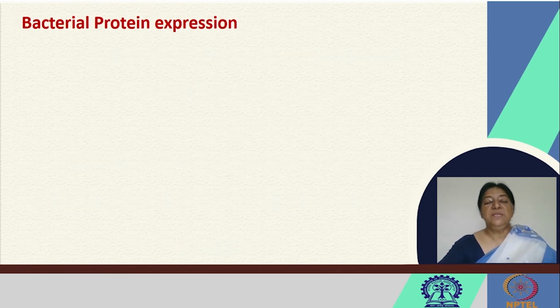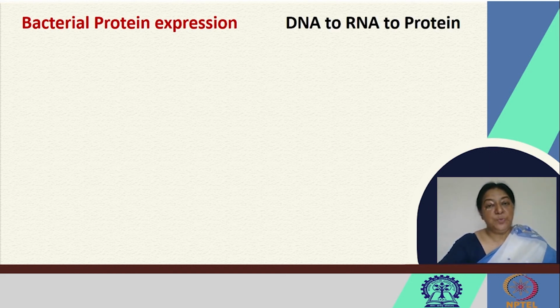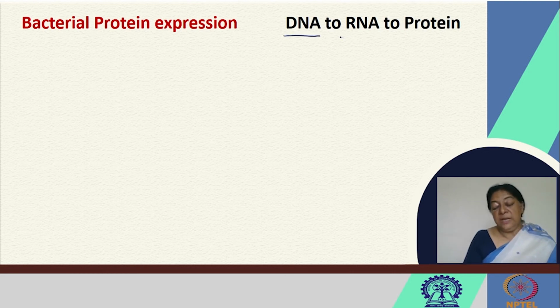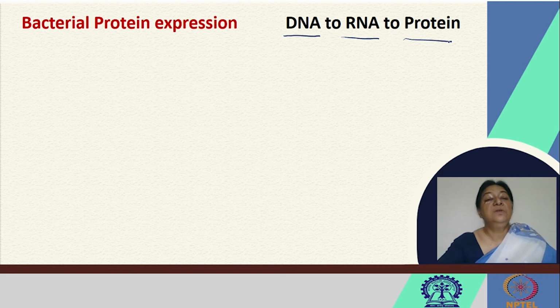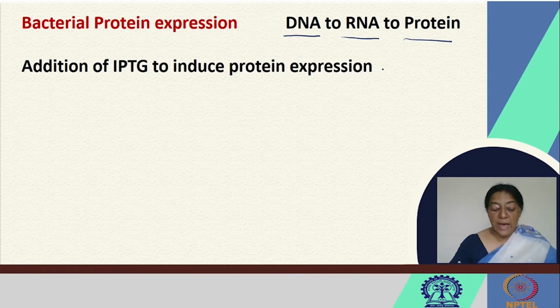When we now look at bacterial protein expression, our idea here is that we have put a recombinant DNA into an expression vector using DNA ligase. Now, when we look at our specific protein, we know that we can go from DNA to RNA to protein, from the central dogma of biology. So given the specific DNA that we want for our protein of interest, we now have to add IPTG to induce protein expression.